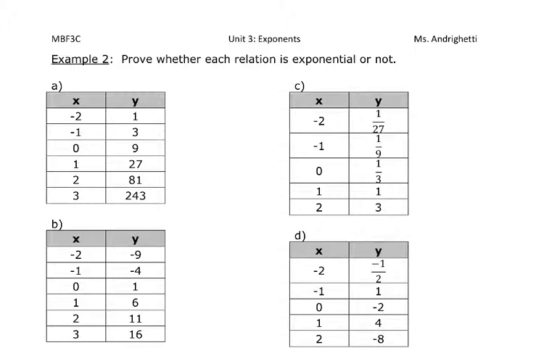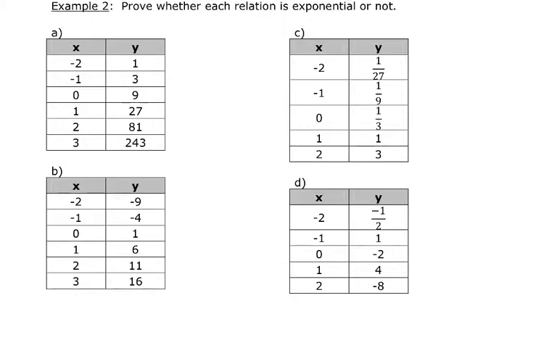The next page says, prove whether each relation is exponential or not. So we can prove it's exponential by looking at the graph. Do you see a graph? I definitely don't see a graph. But I see a table of values. How do we prove whether these points form an exponential relation by just looking at the table of values? Well, I want you to think of Drake. Start from the bottom and go up.